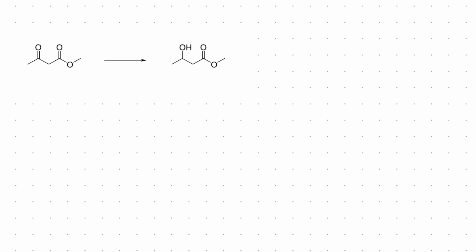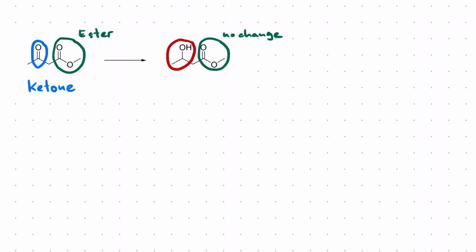Okay, let's go to the next reaction. Here it might seem to be complicated at first sight, but what we can recognize in these structures is that the first molecule has a ketone group and the ester group. And in the product we have an alcohol group instead of ketone, but the ester group stayed intact. That means we have to deal with a partial reduction of the keto group to the alcohol group.